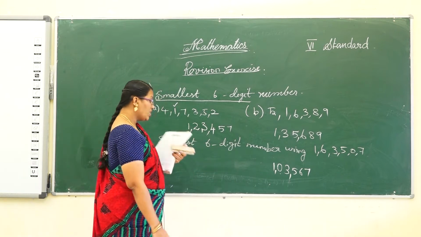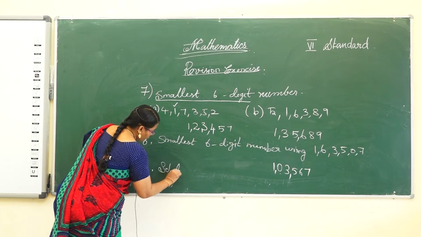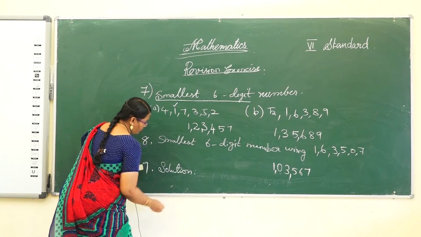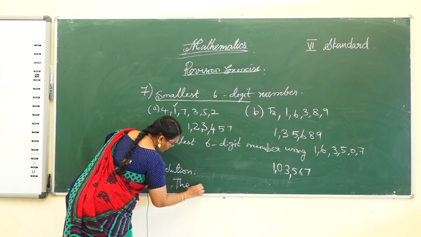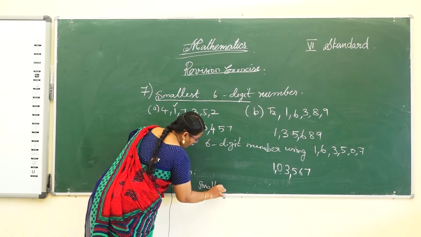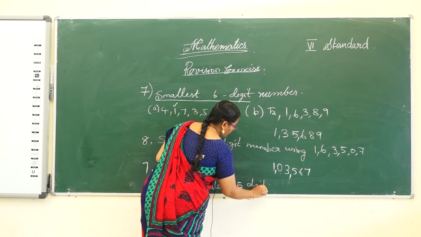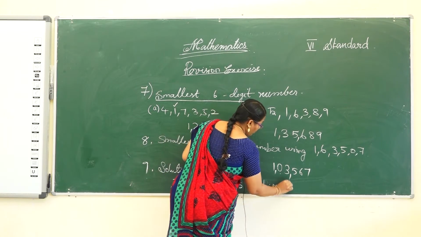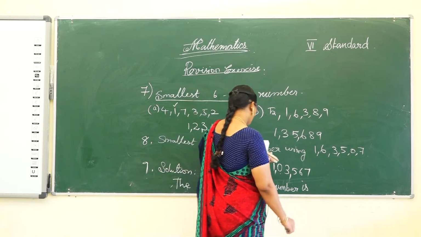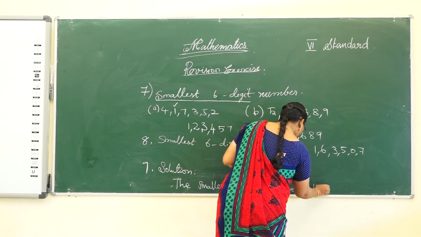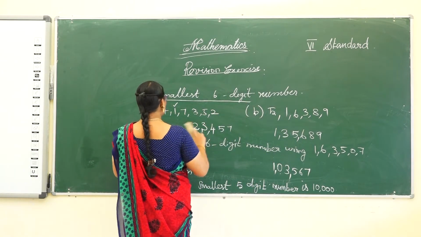And ninth problem, find the difference between the smallest 5-digit number and the greatest 6-digit number. Already you know the smallest 5-digit number. What is the smallest 5-digit number? 10,000.